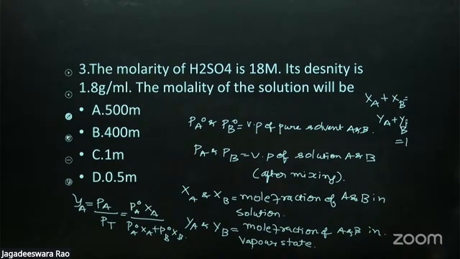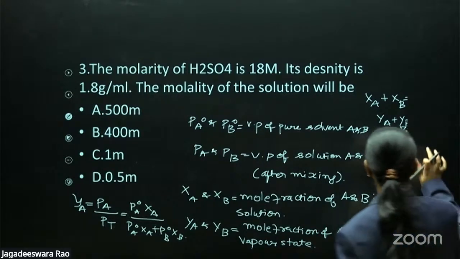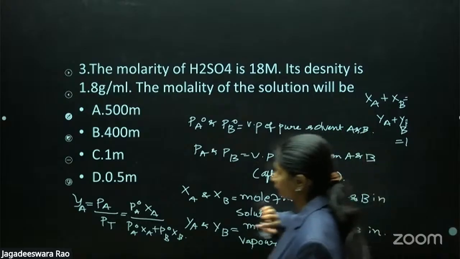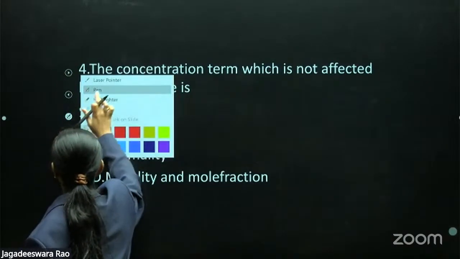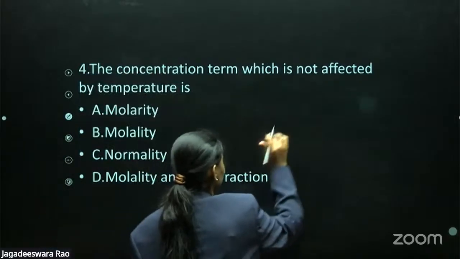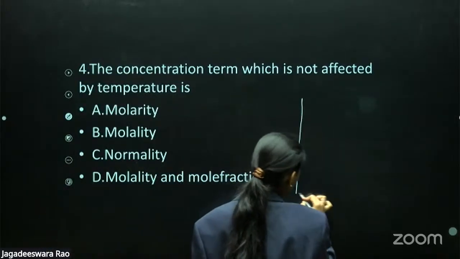Now I'll solve the question. I'll move to the next one. The next one is the graph. How to draw the graph for Raoult's law? Very simple. You take one graph like this.